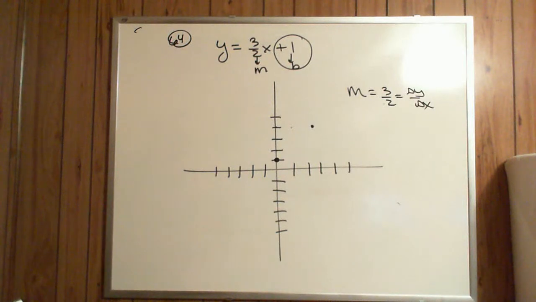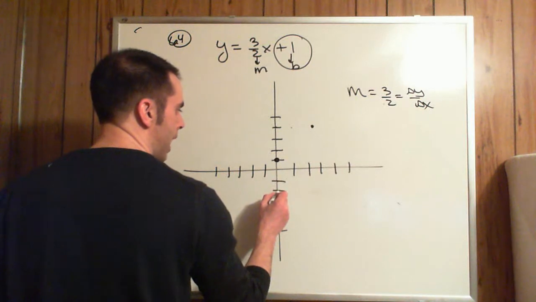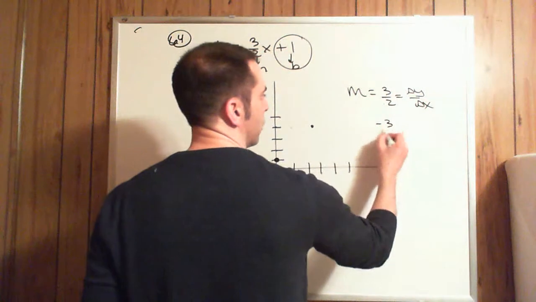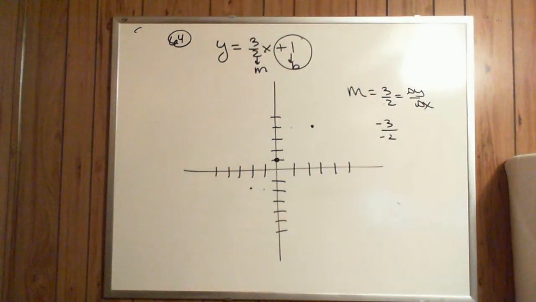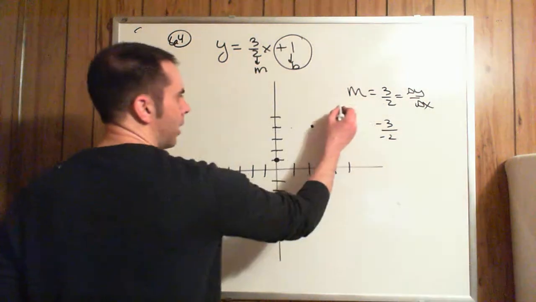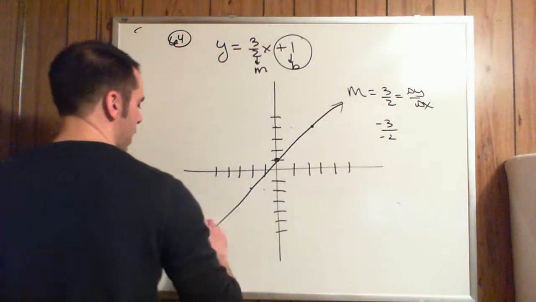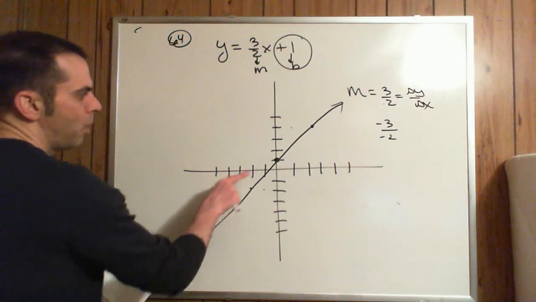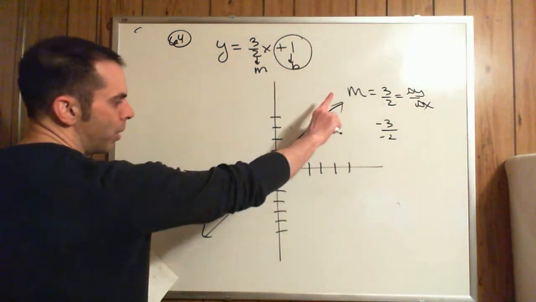Another way I can get a slope of 3/2 is to go down 1, 2, 3, and to the left 2, because down 3 is a negative 3, and left 2 is a negative 2, which is still a positive 3/2 because a negative over a negative is a positive. Now I have 3 points I can connect to form my line. Notice that since the slope is positive, the line should be rising from left to right.